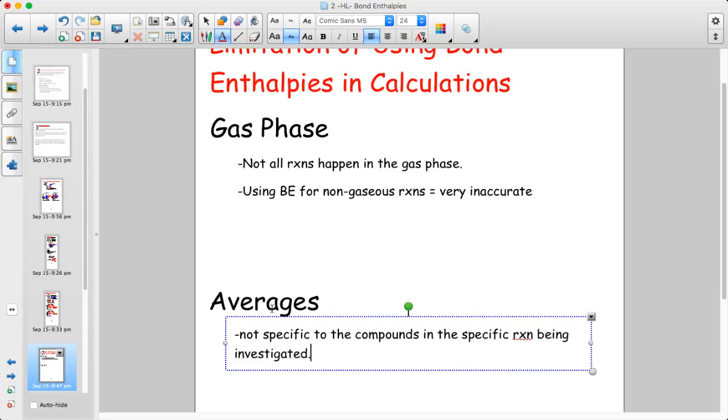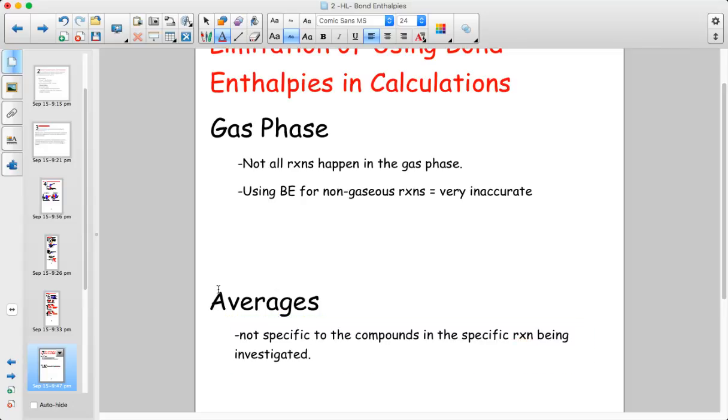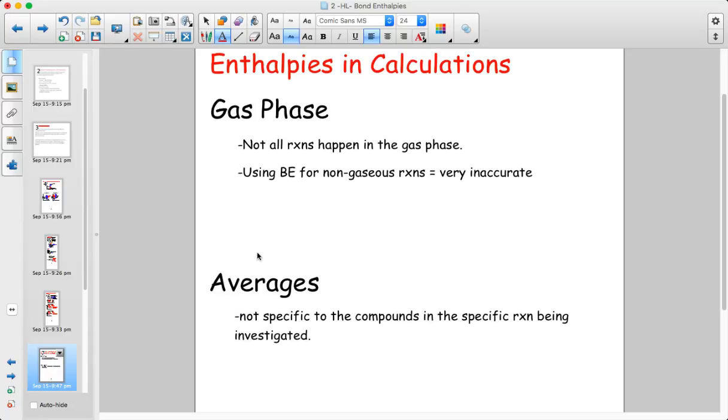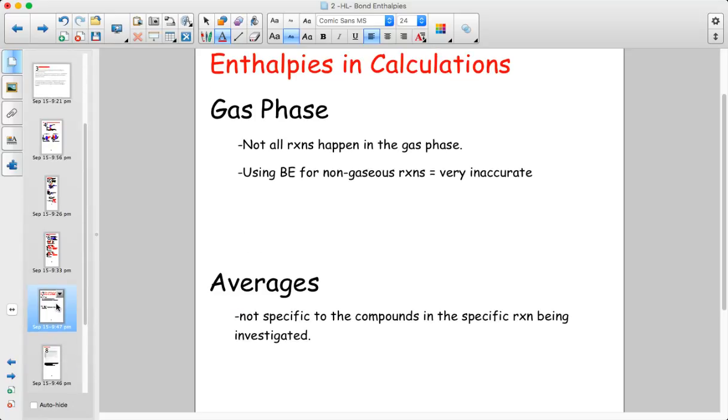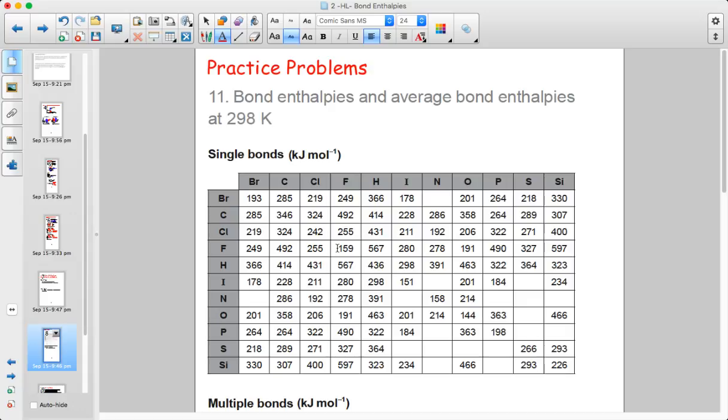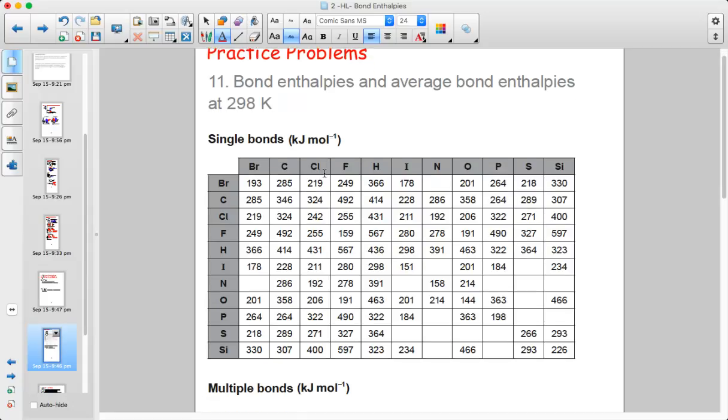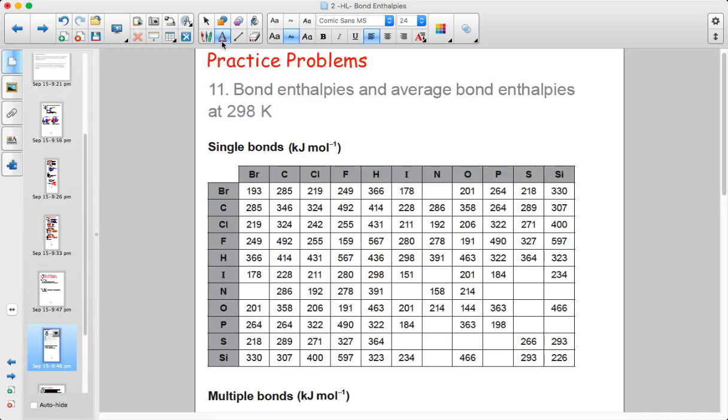Okay. So this is sort of a go-to one. This works whether everything's in the gas phase or there's liquids and solids. This is one to consider. So these are limitations of using bond enthalpies. And we'll end the video by doing one practice one. I'll see about using the pen, but maybe I'll just wimp out and use my drawing here.